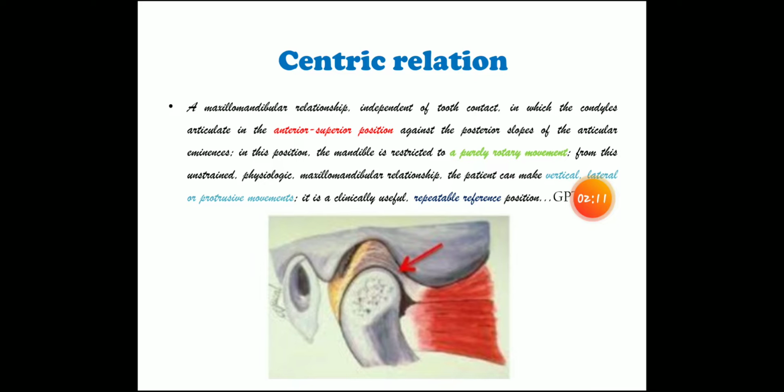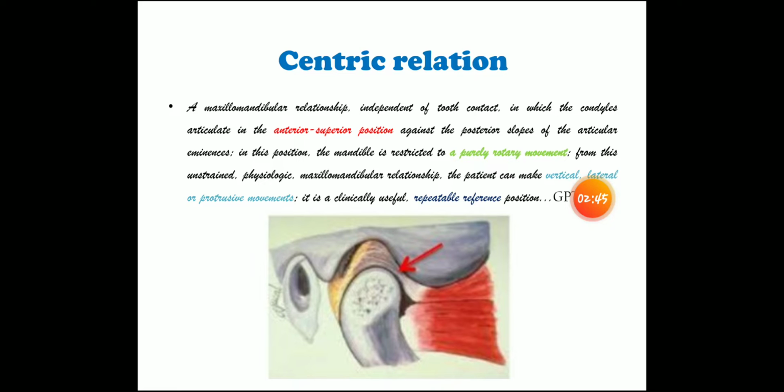Okay, in which the condyles articulate in the anterior superior position. This relationship is a relation between the condyle and the cranium, that is, along the slides of the posterior slopes of the articular eminence. In which position? It is in the anterior superior position. Previously, the definition used to be the posterior most position. When you look into the books of Hartwell and Boucher, it used to be the posterior most retruded position.